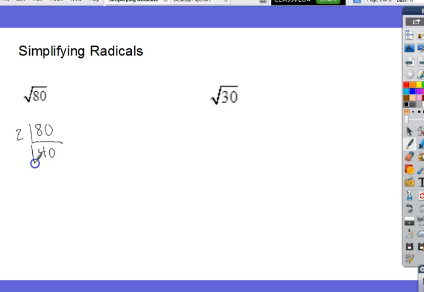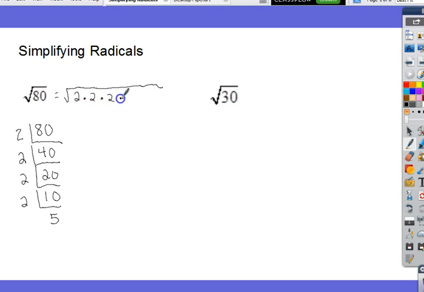If it's not prime, I'm going to box it. And I'm going to continue dividing it by the smallest prime number that I can. And then if it's not prime as the answer, I'm going to continue to box it. Oh, I messed up. You see where I'm going with this? Now when I get down to 5, 5 is a prime number, so I don't box it. So every number that's not in the box is a prime factor. The prime factorization of 80 is 2 times 2 times 2 times 2 times 5. So what I'm saying is I could rewrite this as 2 times 2 times 2 times 2 times 5.